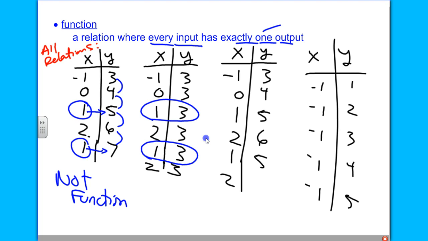Let's look at this other one. 2 has an output of 3. Does this input have an output of 3? Yes. Is this a function? Yes. Yes, it is a function. What are the 2 top ones?